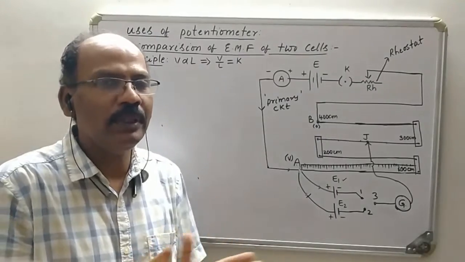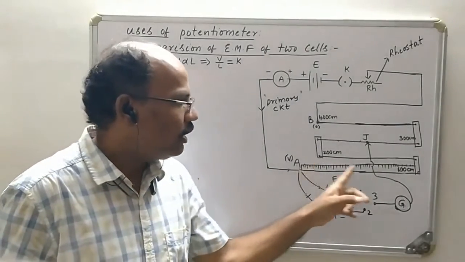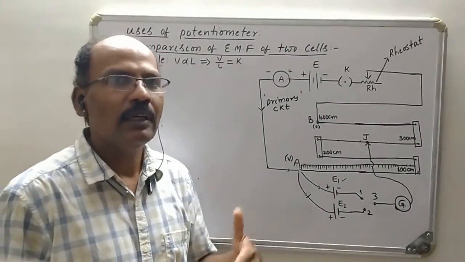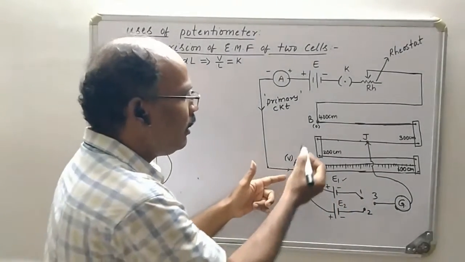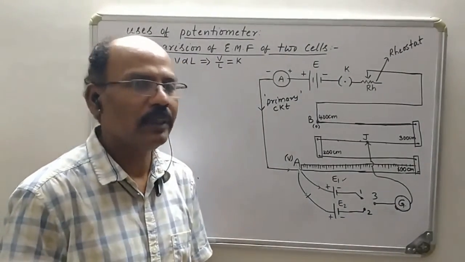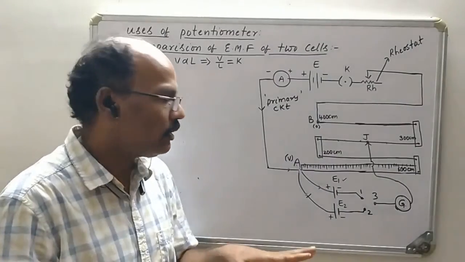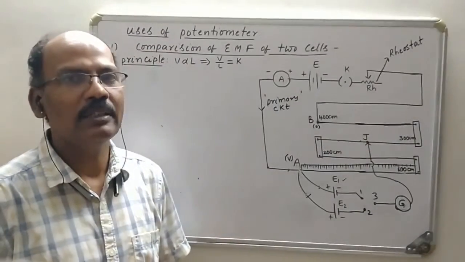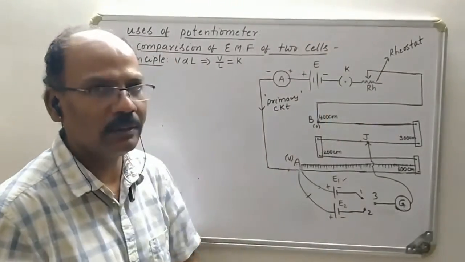So between A and B, a potentiometer wire of a number of segments, each segment equal to 1 centimeter, is fixed on the wooden board having a meter scale, which is used to measure the balancing length. So this is called the primary circuit.